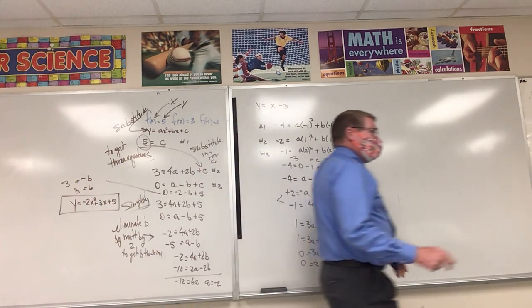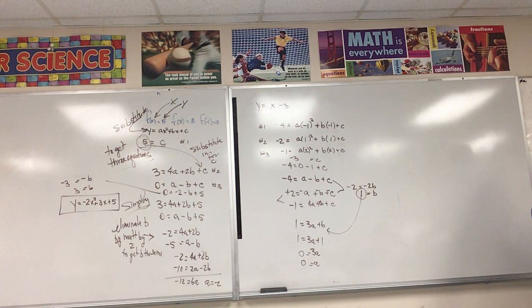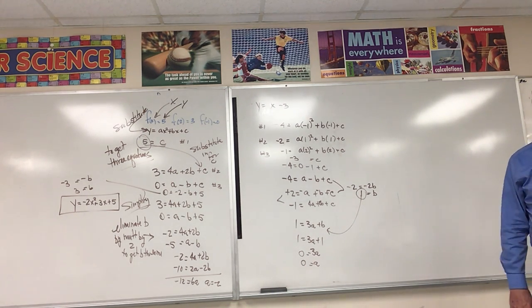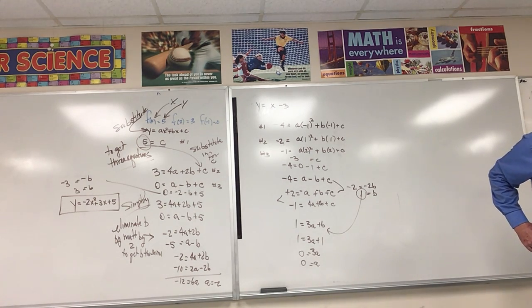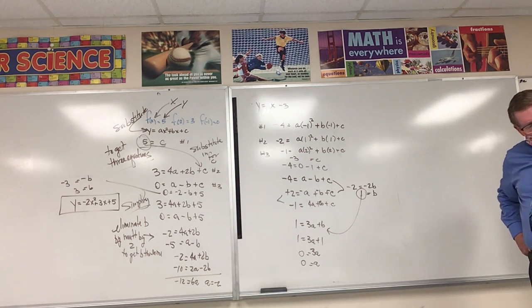All right, turn back to page 2. What page was I on? 68. All right, number 1, identify the vertex, axis of symmetry, maximum or minimum, domain and range. So we're at number 4. Sarah, what's the vertex? 2, negative 6. Look at it again. What's my vertex?